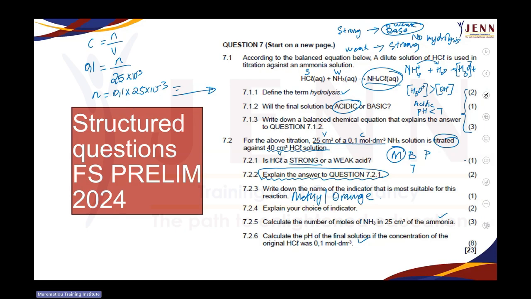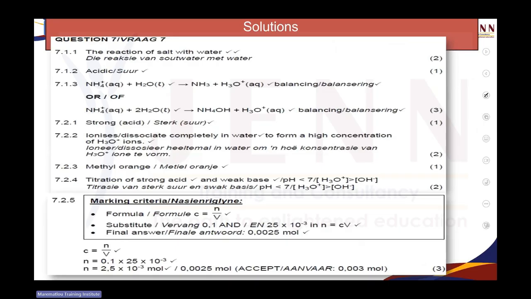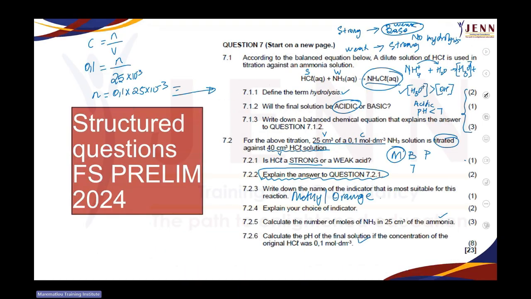So step one, we know that both of them are going to neutralize. Now we just need to calculate the concentration of hydronium ions. But before we get to these marks, let's quickly calculate how much we would get before we answer 7.2.6.